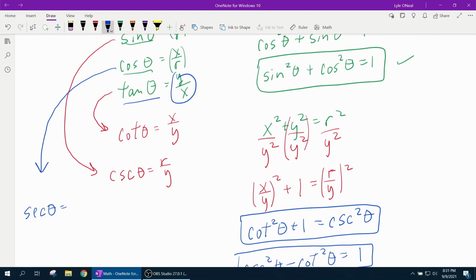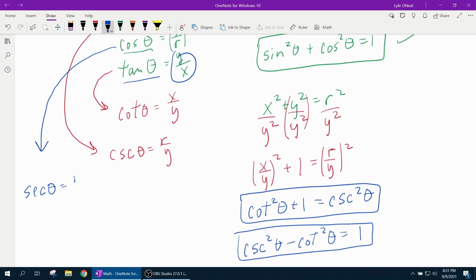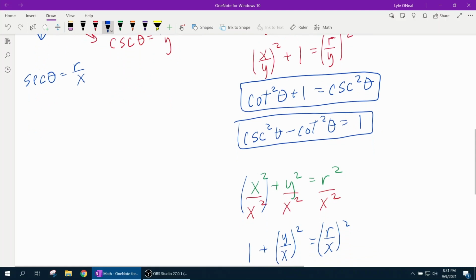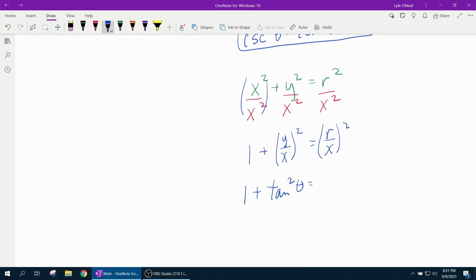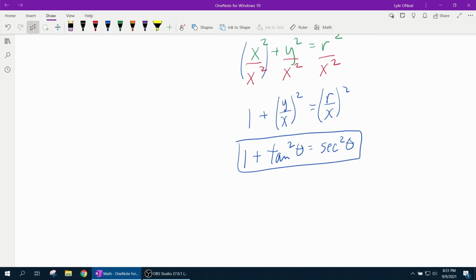Secant is the reciprocal of cosine. Secant of theta is r over x. And doing a substitution, that's going to give us secant squared theta. And so there is our third and final Pythagorean identity. And again, remember, you can isolate that. You can have it equal to 1 if you simply move the tangent squared over. So we can rewrite that as secant squared theta minus tangent squared theta equal to 1.